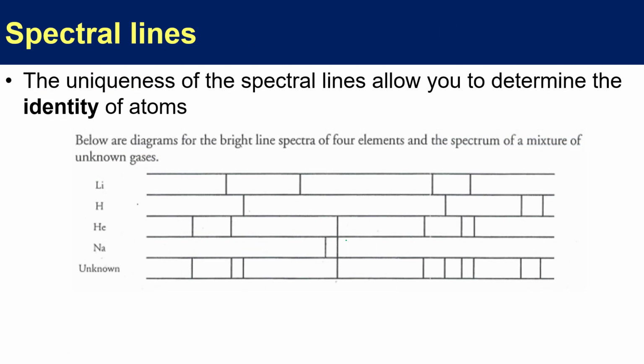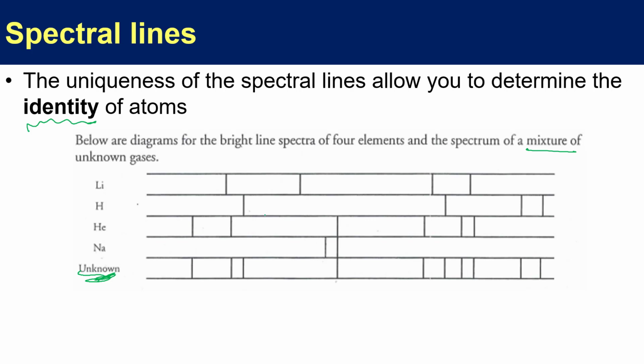The uniqueness of our spectral lines not only allow us to tell two different elements apart, but can also be used to determine the identity of atoms. Check out this example here. In this example below, I have 4 spectral line patterns: lithium, hydrogen, helium, and sodium. I also have an unknown, which they are telling me is a mixture of these 4. So I can now use the spectral line patterns to discern what the components of the mixture are.